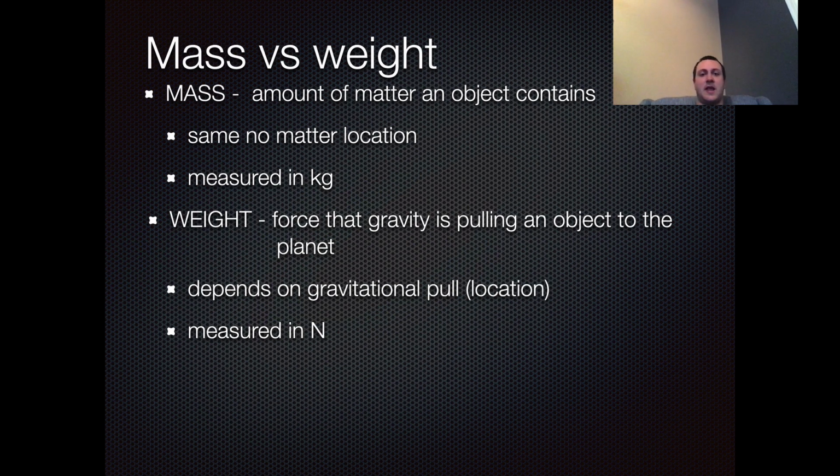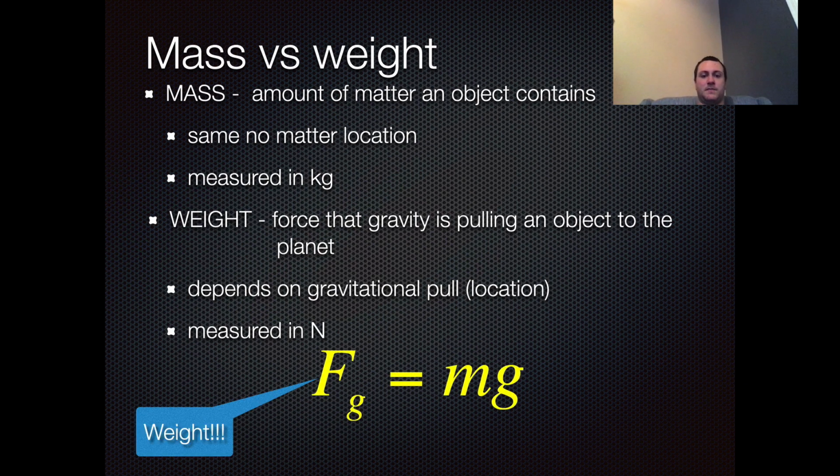That negative 9.81 meters per second squared on Earth changes depending on where you are located. So your mass doesn't change. You go to the moon, your mass didn't change, but your weight did because of that gravitational pull. Weight is always measured in newtons in the SI system. So mass is kilograms, weight is newtons.